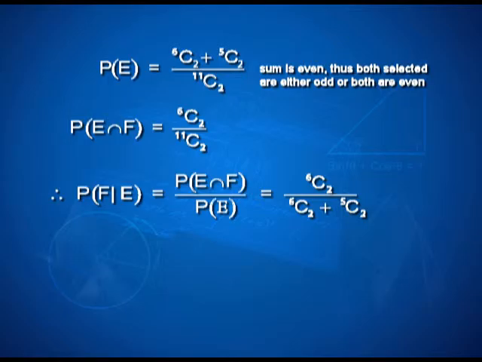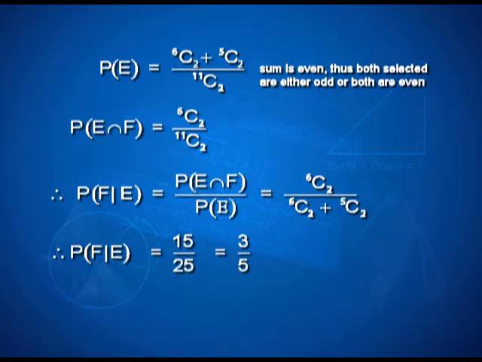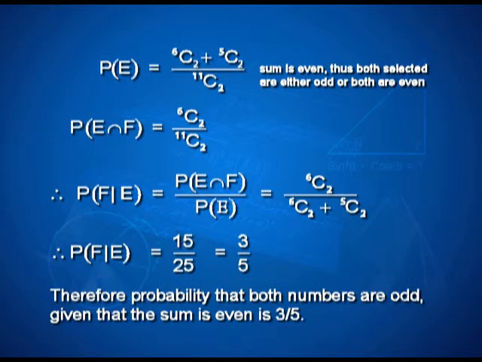Similarly, probability of E intersection F, out of 6 numbers 2 can be selected in 6C2 ways, and the total number of possible outcomes remains 11C2. Therefore, probability of F given that E has occurred by the formula would be probability of E and F divided by probability of E. Now, it is just simple calculation knowing what nCr is, and it results in 3 by 5 as your answer. So, the probability that both numbers are odd given that sum is even is 3 by 5.